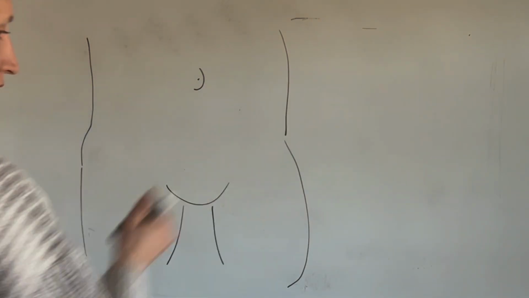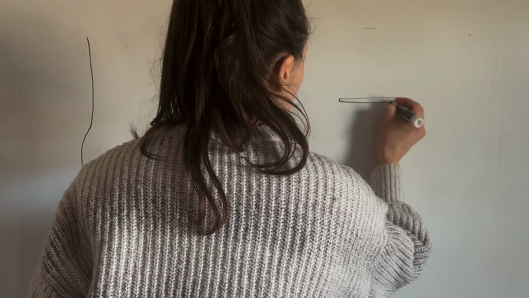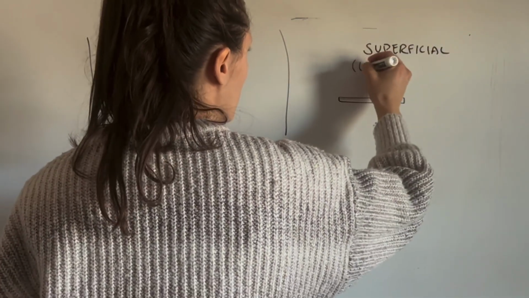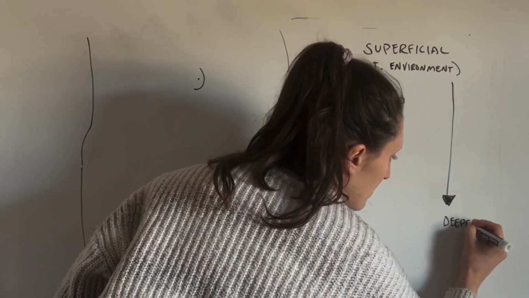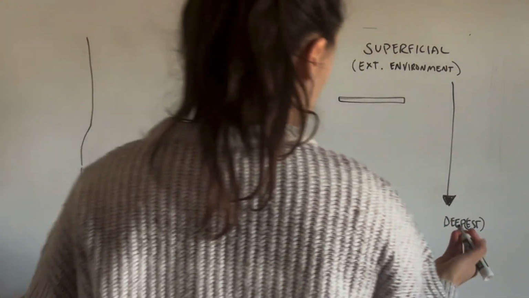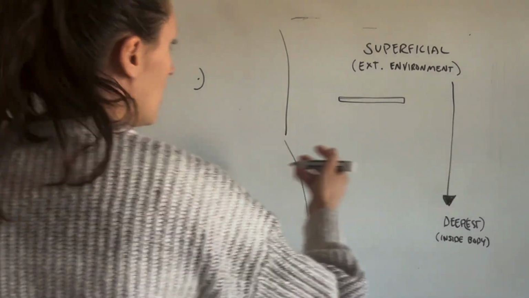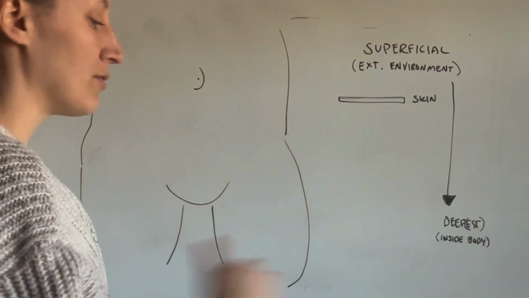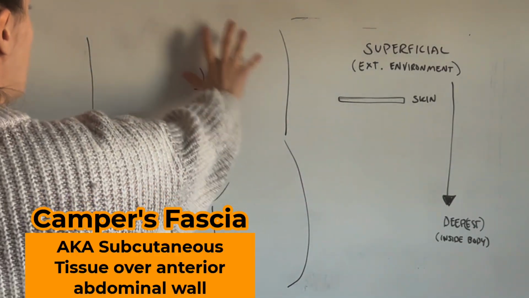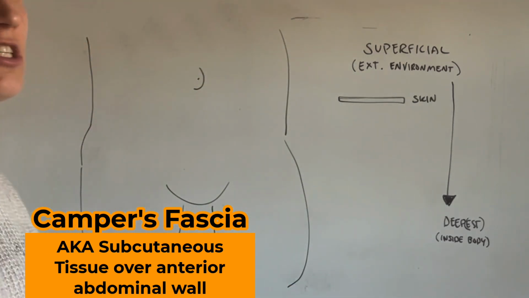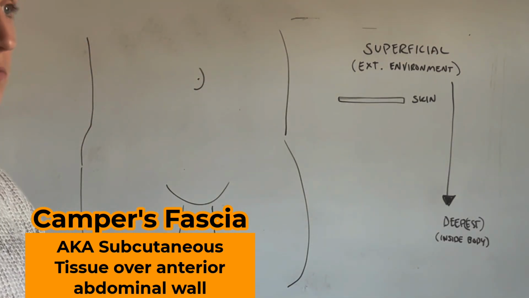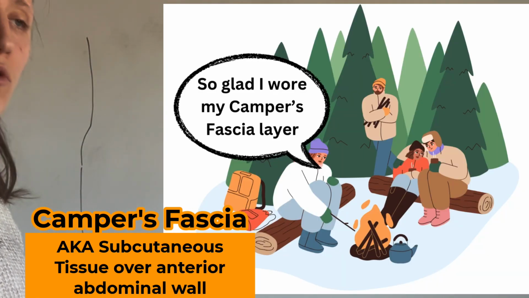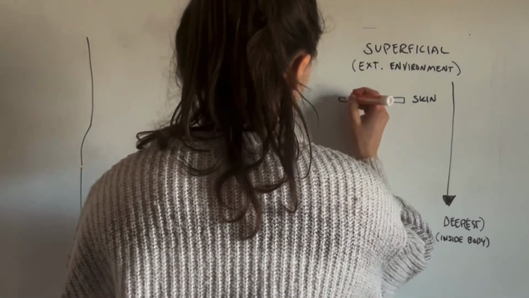So if we make a little chart on the side, we have first layer. If we're going from most superficial, like this is the external environment, to deepest, however you want to think about it, like inside the body. Let's put in our layers as we go. So this is skin, right? Most external. And then the layer deeper is your subcutaneous tissue, which is your Camper's fascia in the abdominal region. Camper's fascia is just subcutaneous tissue, just hypodermis in this region. Think of if you're a camper and you have to stay warm, you need some more subcutaneous tissue to do that. So that's Camper's fascia, next layer down.